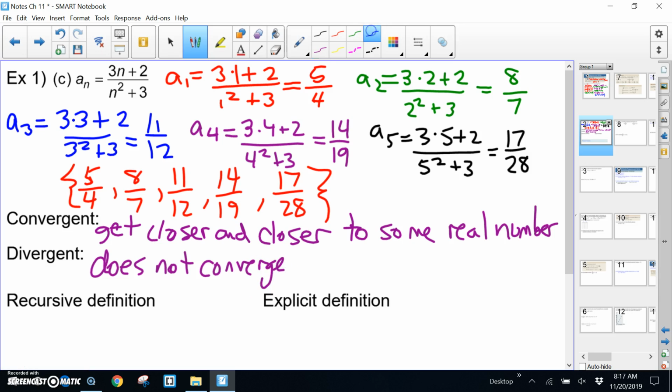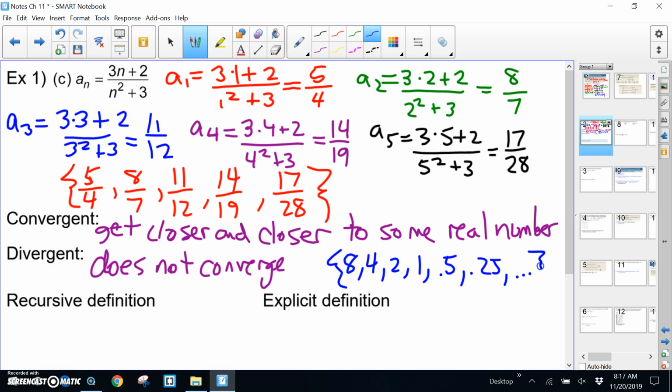Okay, let me try and think of an example here. Let's say I go 8, 4, 2, 1. Can you see that I'm just cutting the number in half, right? Next number would be 0.5, and then 0.25, and so on. That sequence is going to converge because it's approaching some number. What number does it appear to be approaching? It appears to be approaching 0, right? That would be convergent, okay?